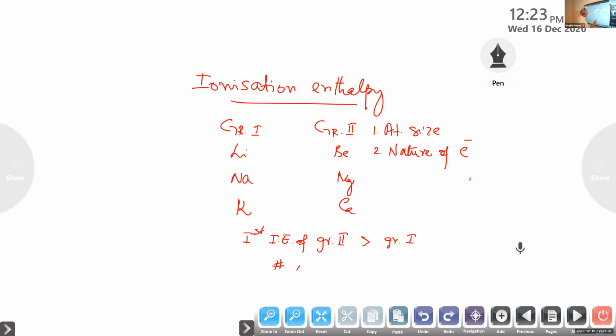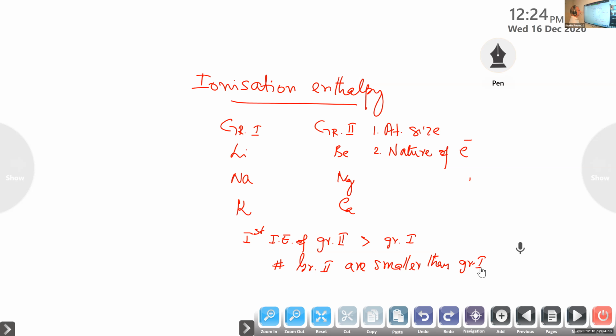One, group 2 atoms are smaller than group 1. When the size decreases, the electrons are held strongly. The electrons are pulled strongly towards the nucleus, and the removal of an electron becomes more difficult. Or in other words, when size decreases, ionization enthalpy increases. So that is one factor here.